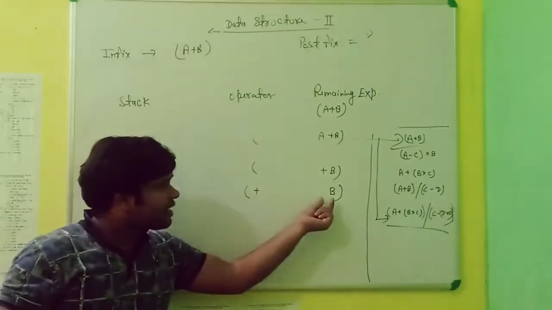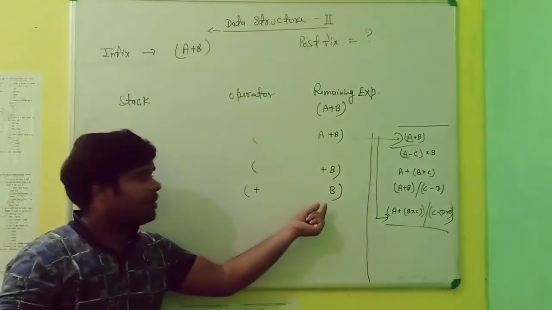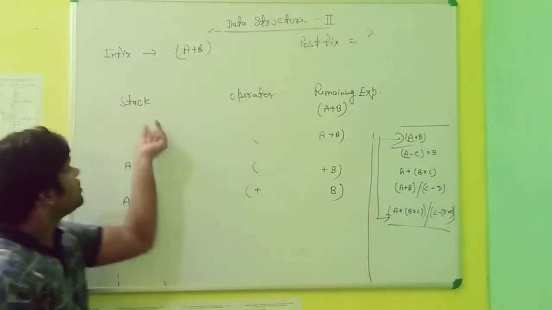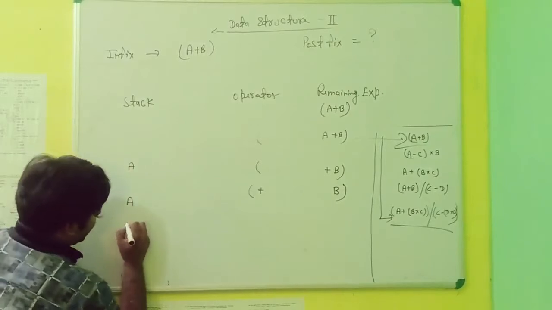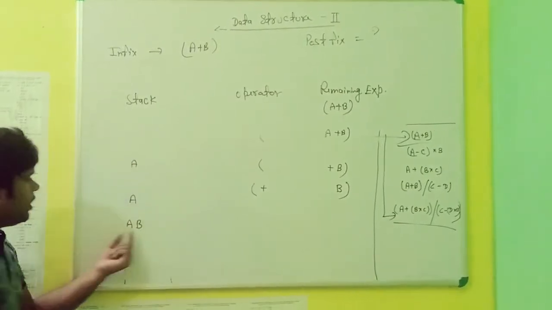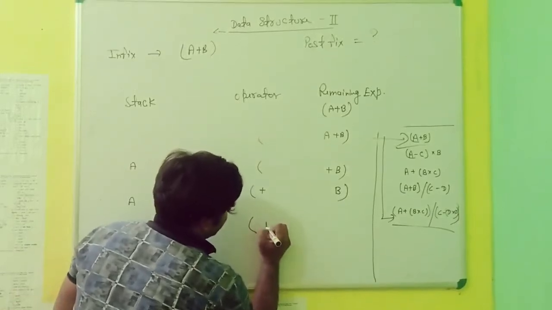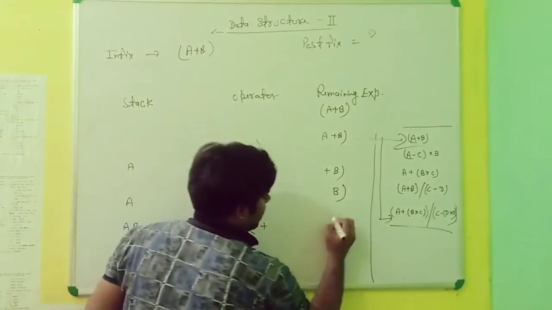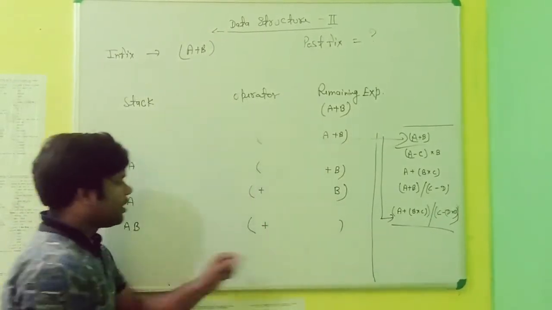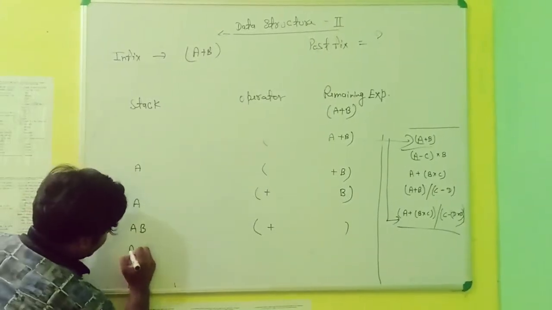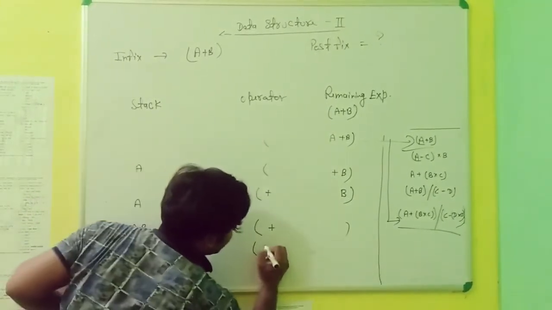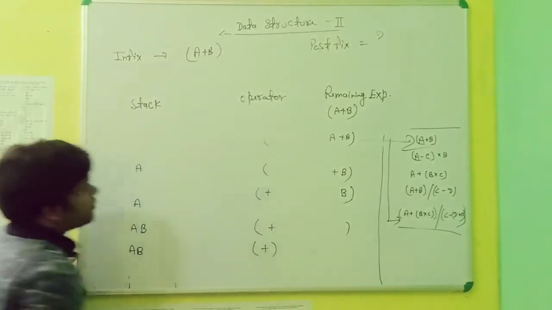Next iteration, if I go to the next step, here b will come in the stack column. So here will be a, b. Now here a, b, and here is what? Small bracket opening, addition symbol, and only the closing bracket. At last, here a, b, then the plus, and the small bracket will come here.